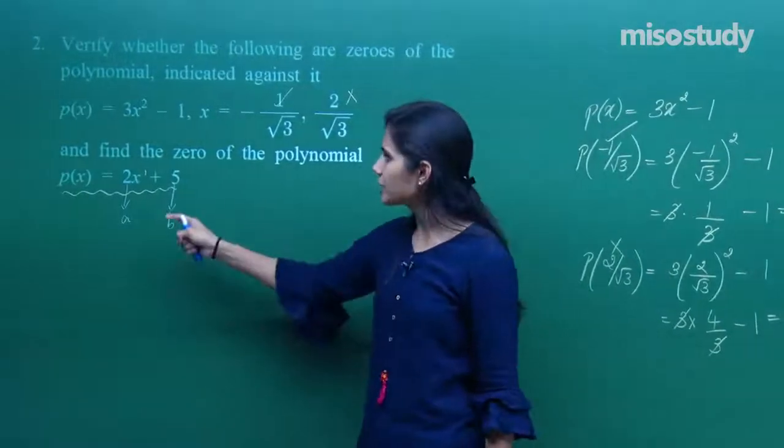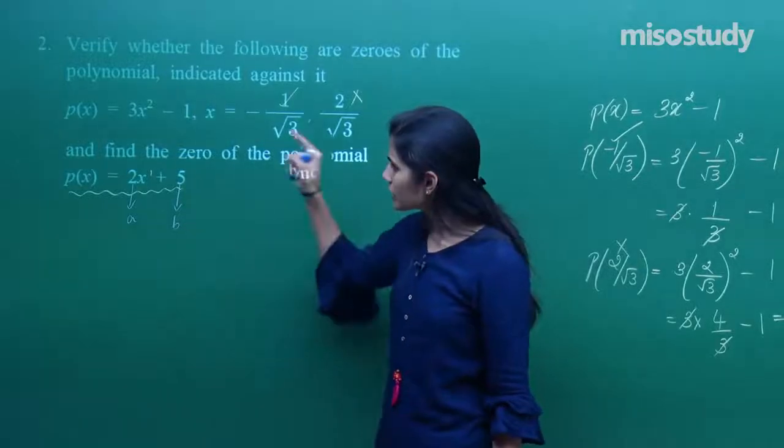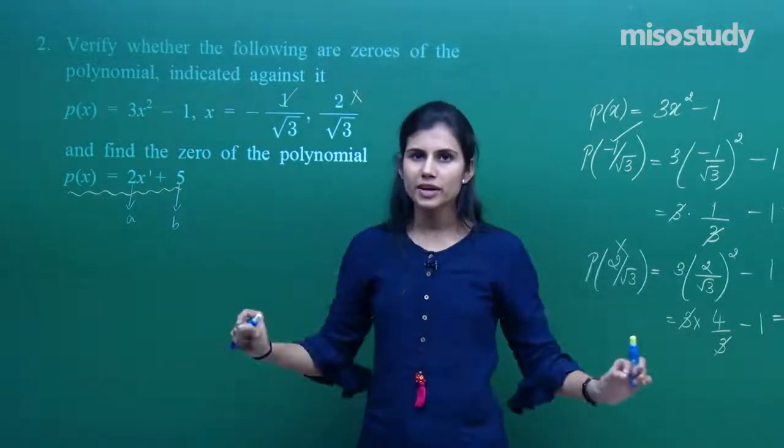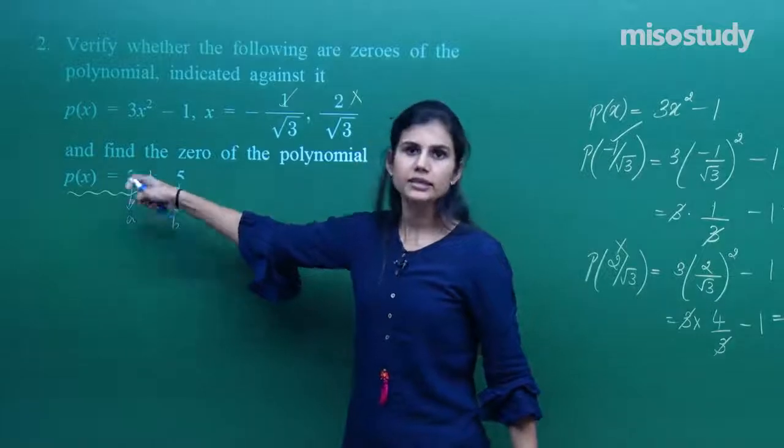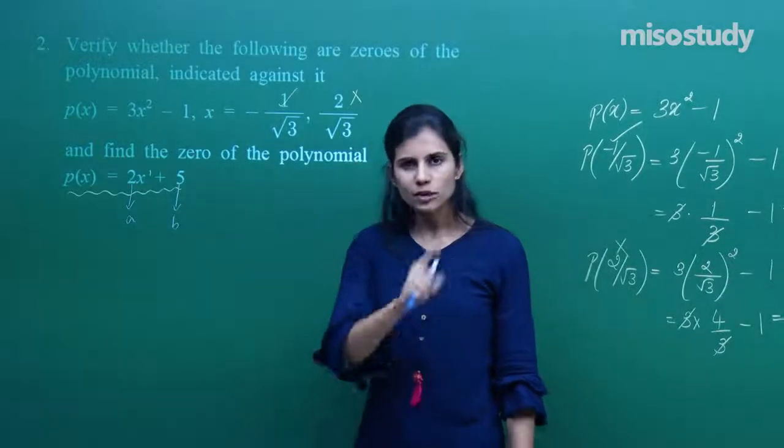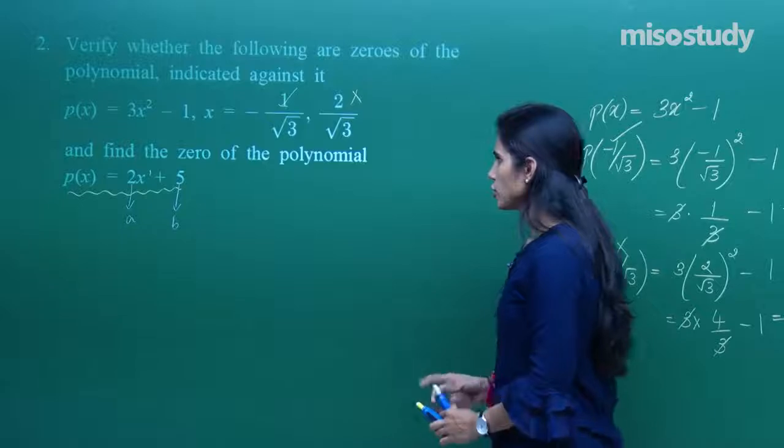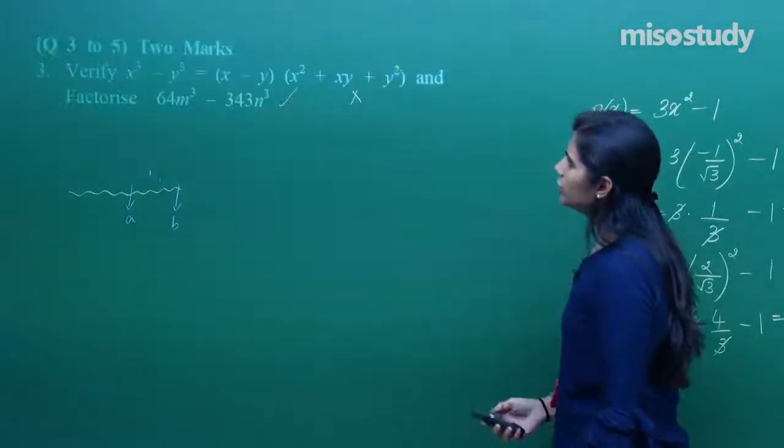Is it clear? In place of x, when you put minus 5 by 2, you will get 2x plus 5 equal to 0, and there is no other value of x which, when you plug it in place of x in here, can make it equal to 0. There is only one value which is minus 5 by 2. So it has only one zero, which is minus 5 by 2.